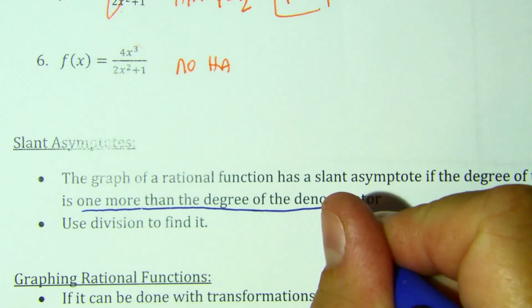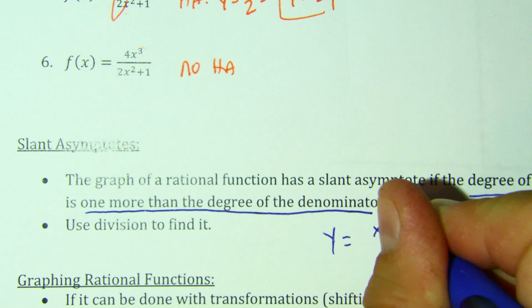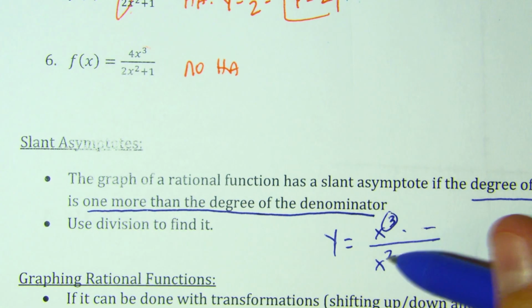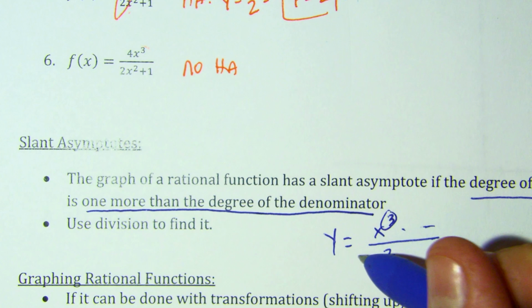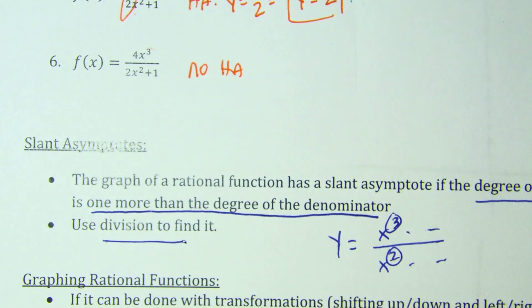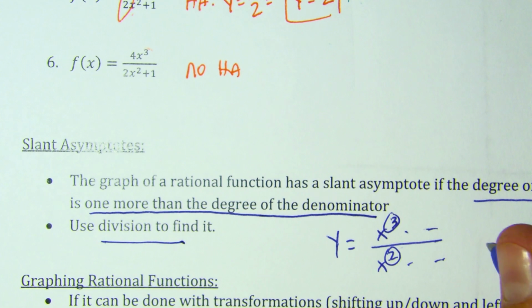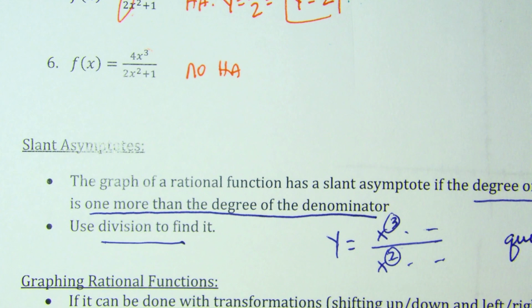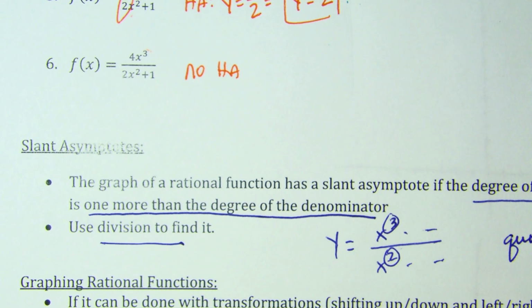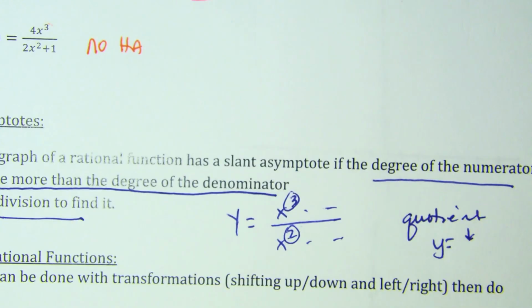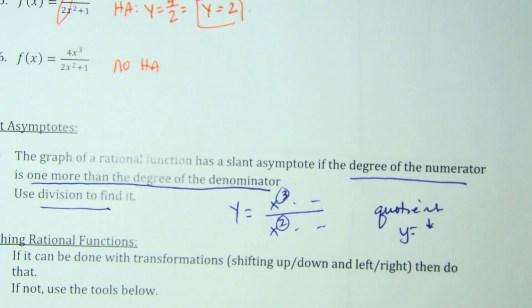So for example, if you have y equals x cubed over x squared plus something like that, where the degree of the top is exactly 1 more than the degree of the bottom. And then you would use long division or synthetic division to find what the slant asymptote is. You would divide this by this, and your answer then would be your quotient. So y equals the quotient is what your slant asymptote is. Again, we don't see these very often, but it is possible to have a slant asymptote.